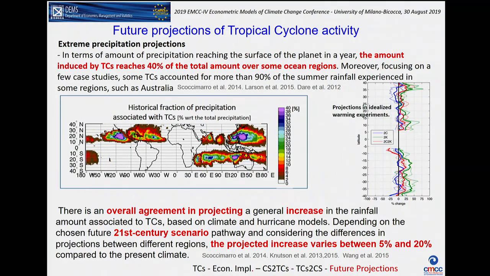In terms of extreme precipitation, we do expect, so here you have the representation, this is a really nice picture where you have the representation of the fraction of total precipitation in a year that is due to a tropical cyclone. You can see that there are regions where the precipitation is more than 40% dependent on the tropical cyclone activity. So few storms of few weeks provide 40% of the total precipitation that you have in the entire year.